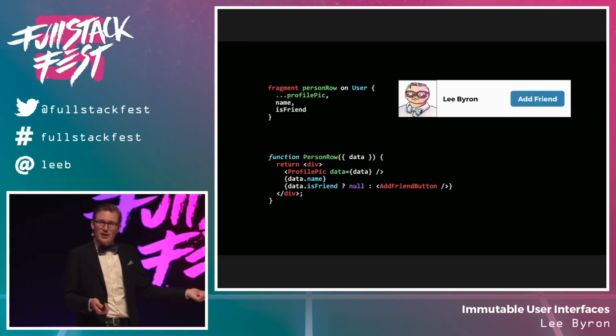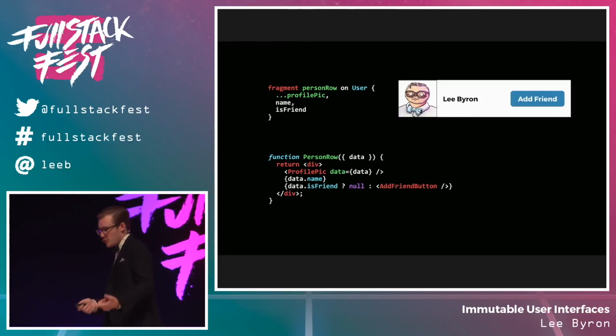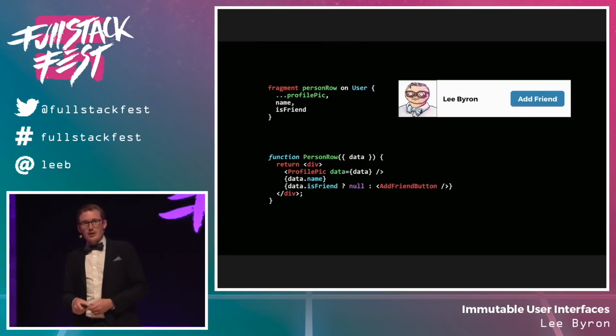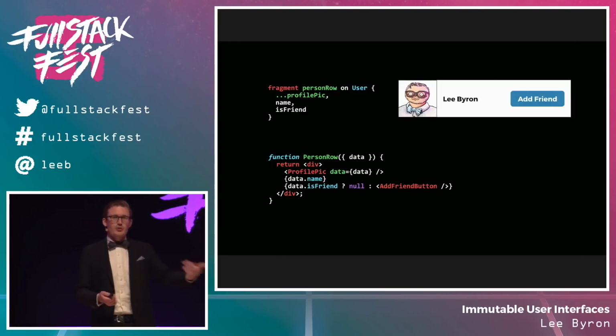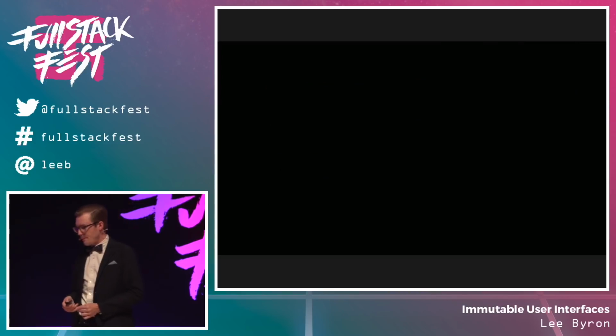We want to know if they're friends with them or not, so we can render this button. And then we want to render this profile pic. So of course we're going to need the name and the "are you friends" field. But for profile pic, it's a little bit cumbersome to repeat that data. So instead what we do is we just reference this other fragment. And then we get all the data that we need, no more, no less.